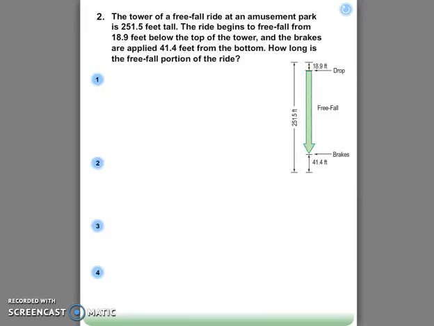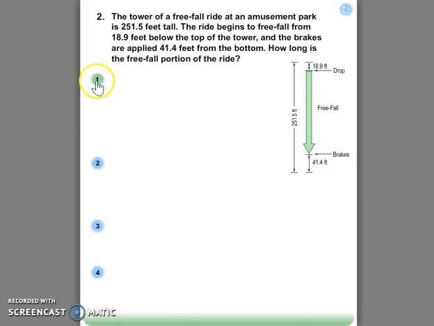Okay, a tower of a free fall ride in an amusement park is 251 and a half feet tall. The ride begins to free fall from 18.9 feet below the top of the tower, and brakes are applied at 41.4 feet from the bottom. How long is the free fall portion of the ride? So we need to figure out exactly how far you are actually falling.